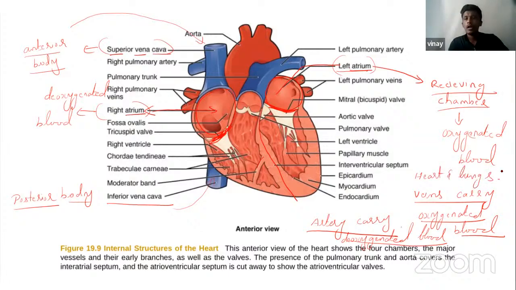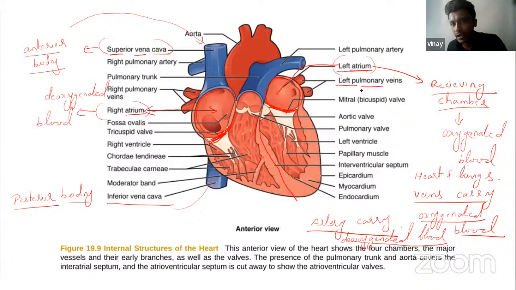Okay, it's reverse order. So here what happens? The left lung will pump the oxygenated blood, and the right lung also gives oxygenated blood. The blood from the left lung is picked up by the left pulmonary veins, whereas the blood from the right lungs is picked by right pulmonary veins.